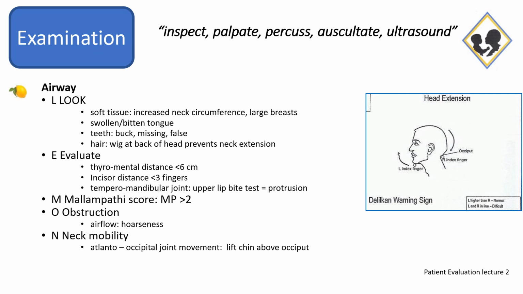Obstruction, listen to the patient's airflow, listen to the hoarseness, any changes in voice, and neck mobility, examining the joints of the airway, like the atlanto-occipital joint movement for full neck extension, flexion. Will the patient, once positioned, ramped, be able to lift their chin above their occiput, getting them in that optimal sniffing the morning air position?